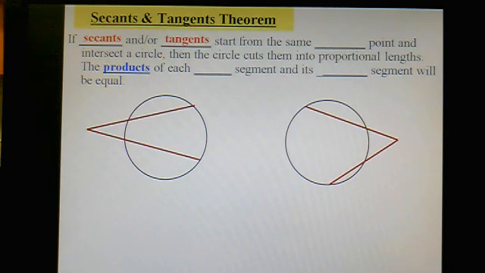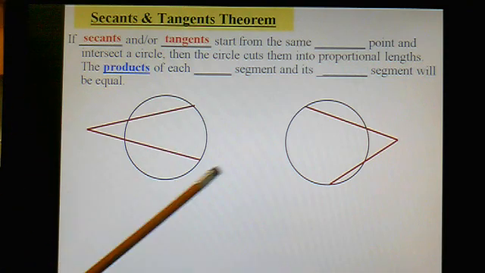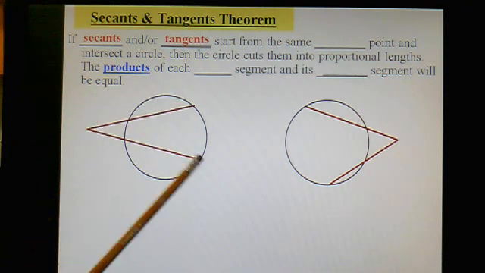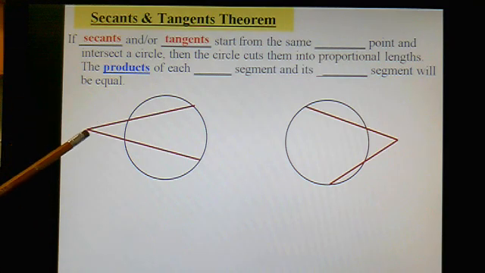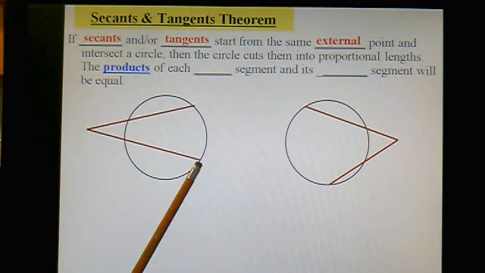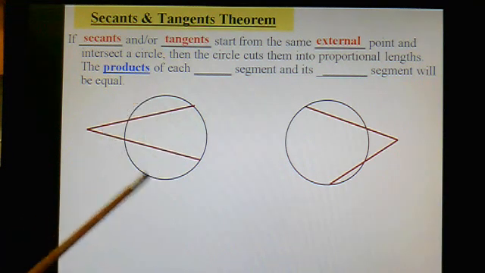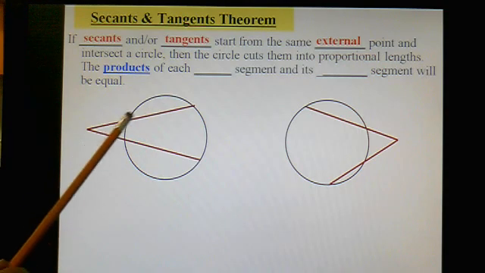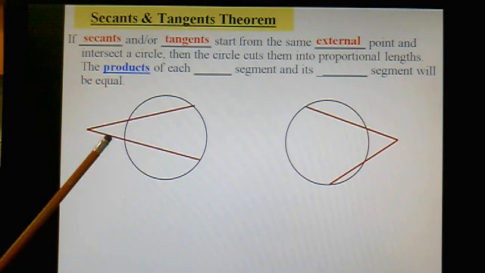So here's how a theorem works. Here are the restrictions on it. If a secant and a tangent, or two secants in this case, start from the same point outside the circle, and you know that outside of the circle means exterior or external, I think your book uses the word exterior, and then they intersect a circle, then this circle is cutting them proportionally. These four lengths have some sort of proportion.